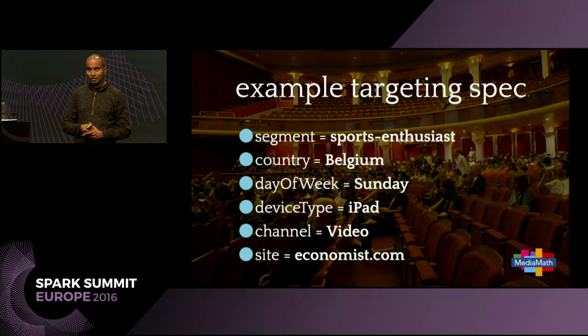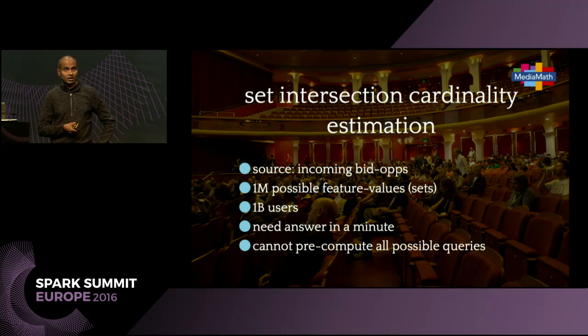So think of each feature value as defining a set of unique users that satisfy that feature value, right? But the advertiser wants to know how many unique users satisfy all of these feature value combinations. So, in other words, this is a set intersection cardinality problem. And the scale of this problem is big.